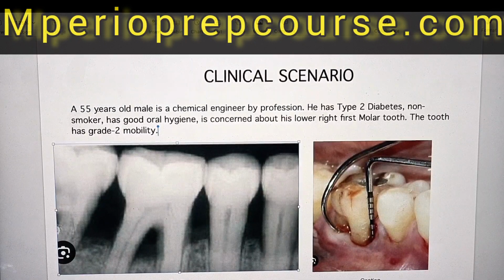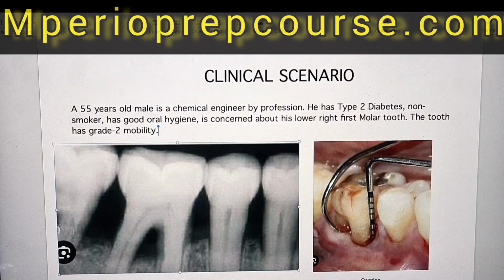So then what should you do before the treatment? Yes, because the treatment can increase the mobility of the tooth, keeping that in mind, I will do splinting. Okay. And you can also see in the clinical scenario that the patient has type 2 diabetes. So you are planning a surgery. Any questions you want to ask the patient before the treatment or before the surgery?